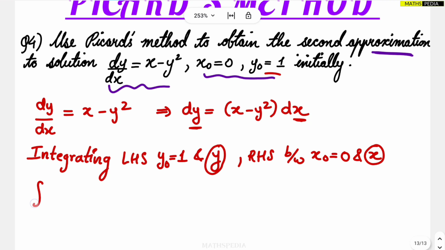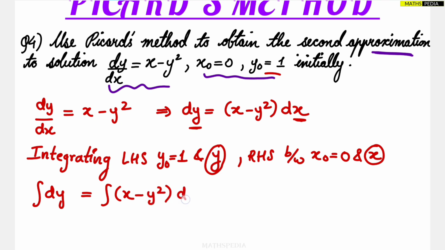So second step, integration of dy and dx over here. You substitute the limits: with respect to y, y naught which is 1 and y, and here x naught which is 0 and x. You can observe the upper limits are x and y respectively. It is fixed, in all the questions this will remain as it is. So the initial condition, everything we have done. Now let us go for the third step.